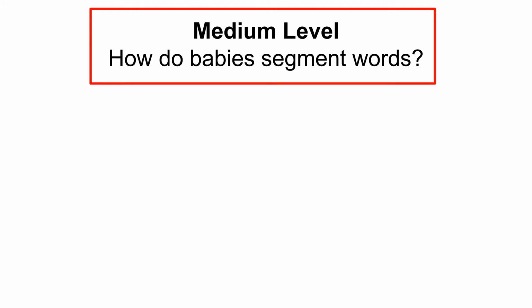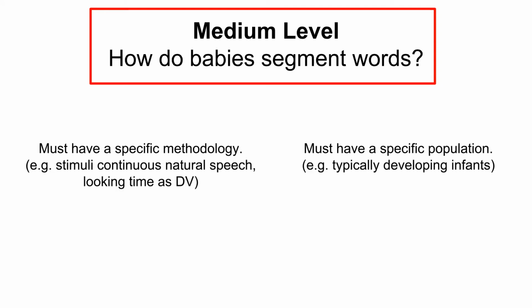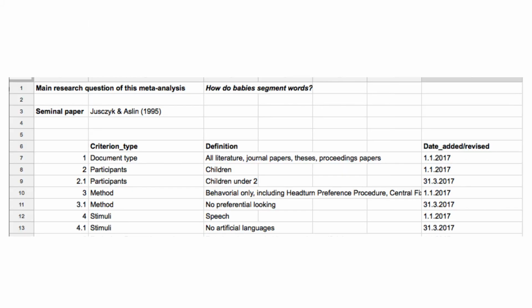One good way to start is to come back to some of the questions you used when deciding on your topic. Now you can change your questions to be inclusion requirements. Using our example of word segmentation, we may say that all studies must use natural speech for stimuli and use looking time as the dependent variable. Similarly, you may have specific requirements for population, such as all of the participants being typically developing or between certain ages. Remember, every meta-analysis is unique, and some inclusion requirements may be specific to your research question.